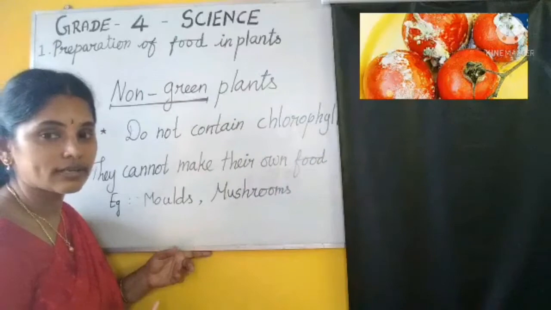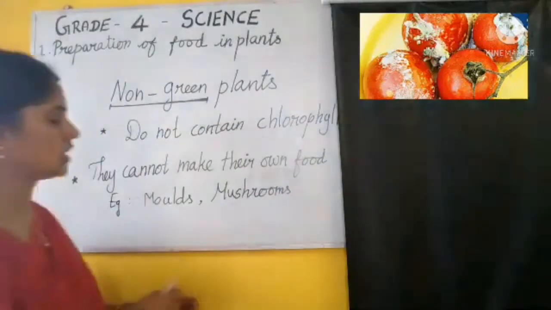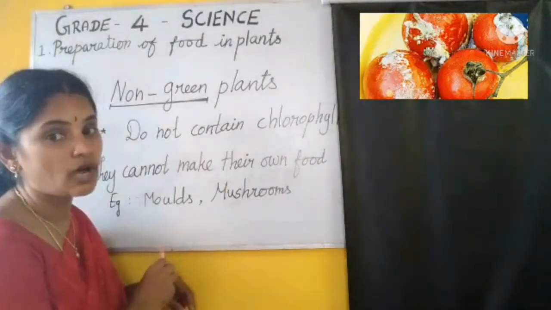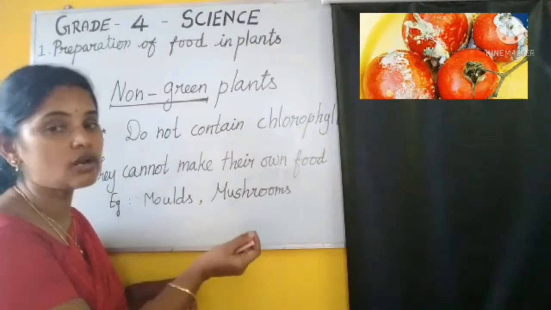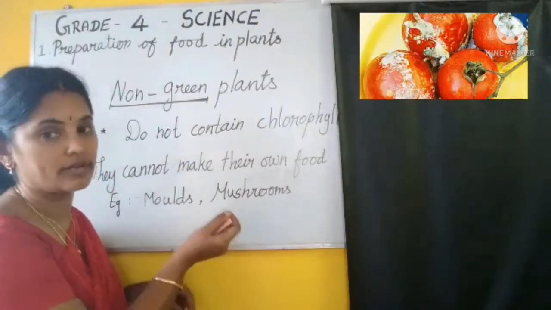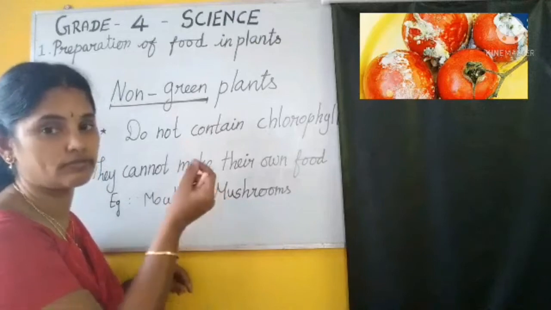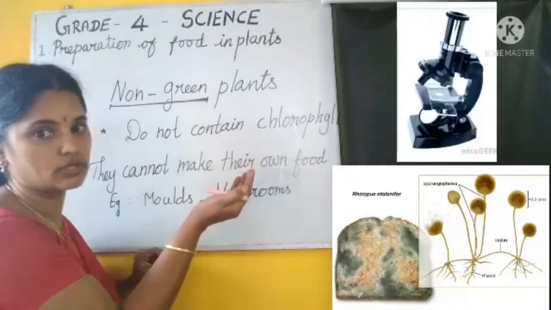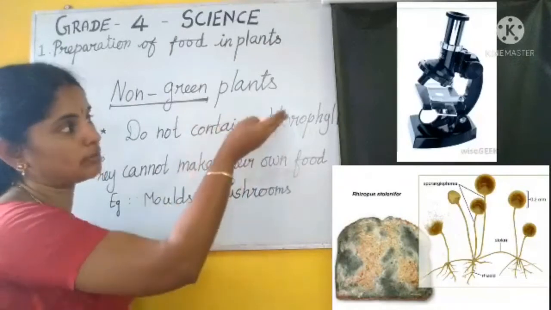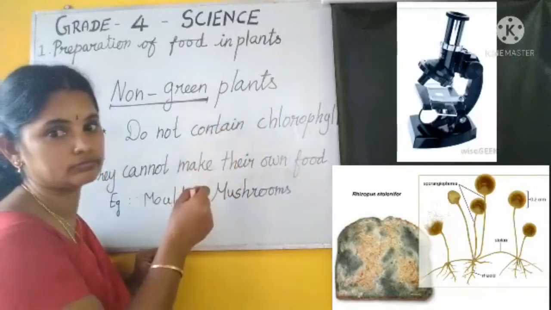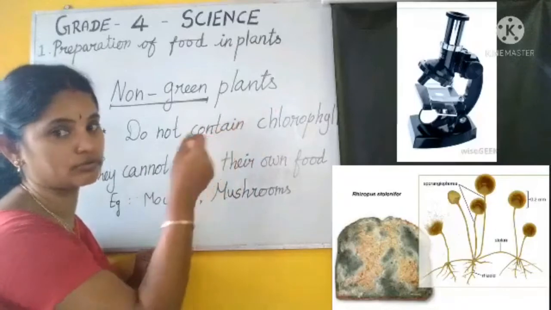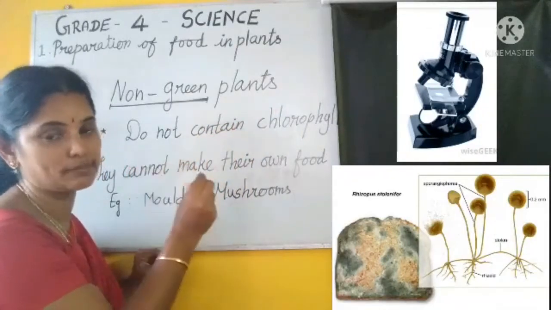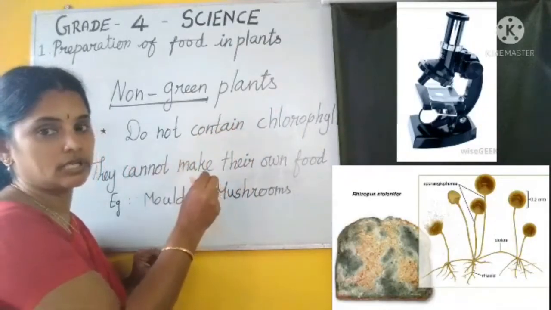Are you clear, children? These molds are very small living organisms, plants, very minute. Under microscope only we are able to view the molds. So microscope வச்சி அந்த mold பார்த்தா இப்படி தெரியும். Okay, look at the structure of the mold. Smaller structure, non-green plants. Clear, children?